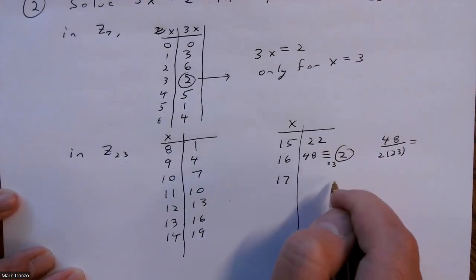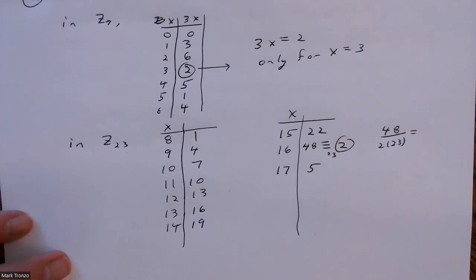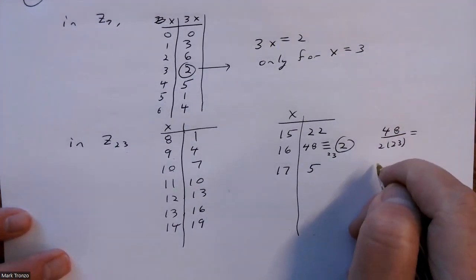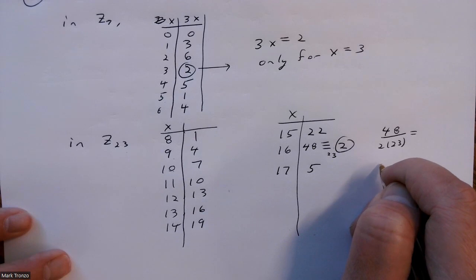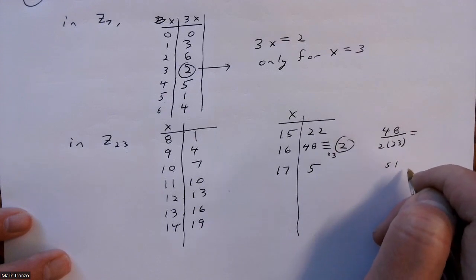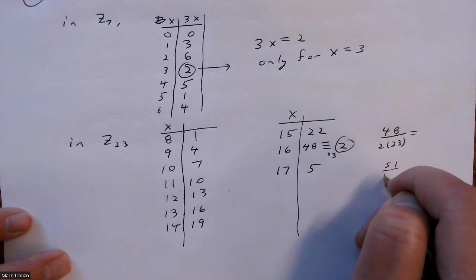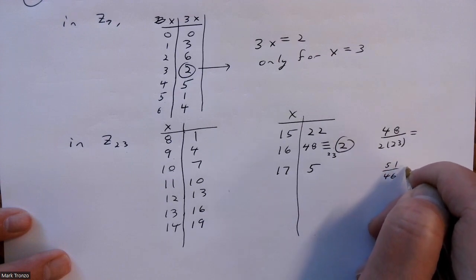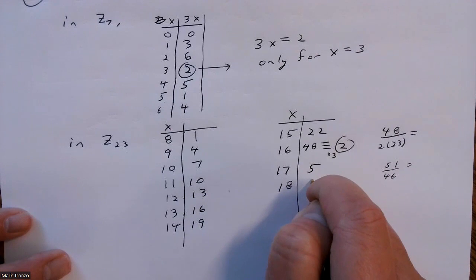Then if we go to 17, again, we'll probably just be increasing by 3 each time, if I'm thinking this right. Yeah, it'll be 17 times 3, which is 51. And then subtract 46, and we're going to end up getting 5. So once again, it looks like it's increasing by 3 each time.